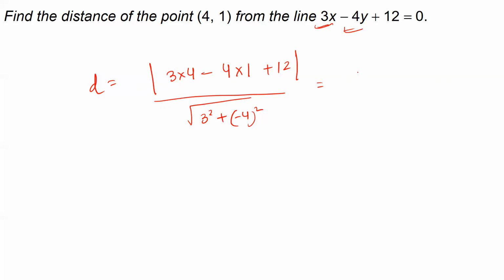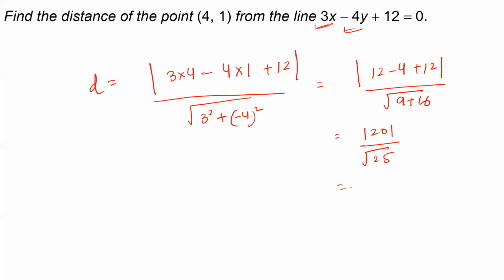Now let's simplify this. So 12 minus 4 plus 12 divided by root over 9 plus 16 is equal to 24 minus 4, which gives us mod of 20 divided by root 25. Now mod of 20 is just 20, because modulus makes negative values positive but doesn't change positive values. So 20 by root 25 is 4. So this gives me 4 units as my final answer.